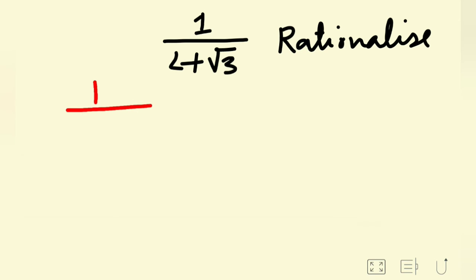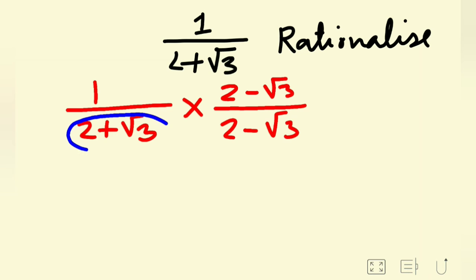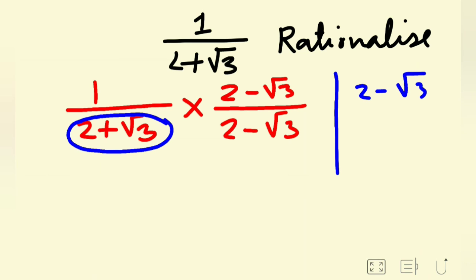That is 1 by 2 plus root 3, into, we are going to use 2 minus root 3 both up and down. So you have seen that I'm using 2 minus root 3 on the upper and lower parts. Nothing has happened; basically I have added nothing, but this will make something new.